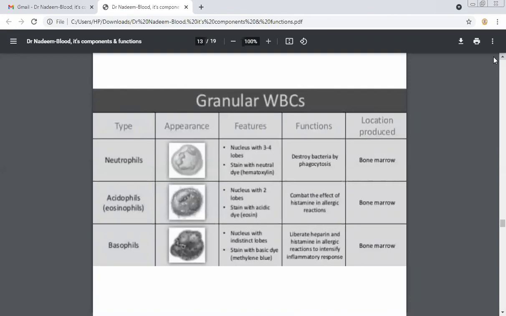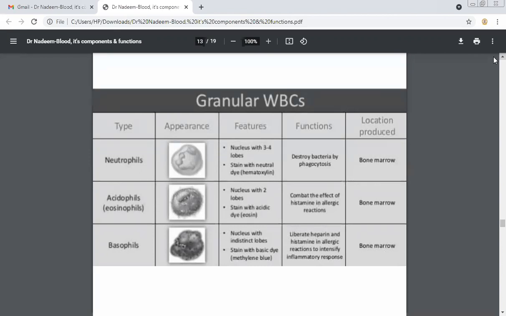What are the functions of these granular WBCs, besides their features, their location, and their source of production? So, neutrophils have a nucleus with 3 to 4 lobes, and they stain with neutral dye. What is the main function? They destroy bacteria by phagocytosis. Besides neutrophils, there are also macrophages. They are also responsible for destroying microorganisms by phagocytosis. So they are phagocytic cells: neutrophils and macrophages.